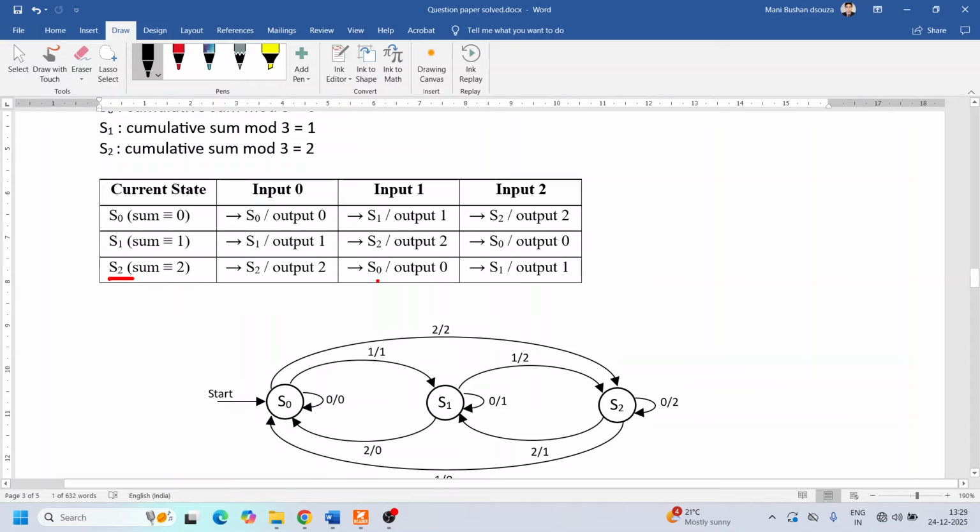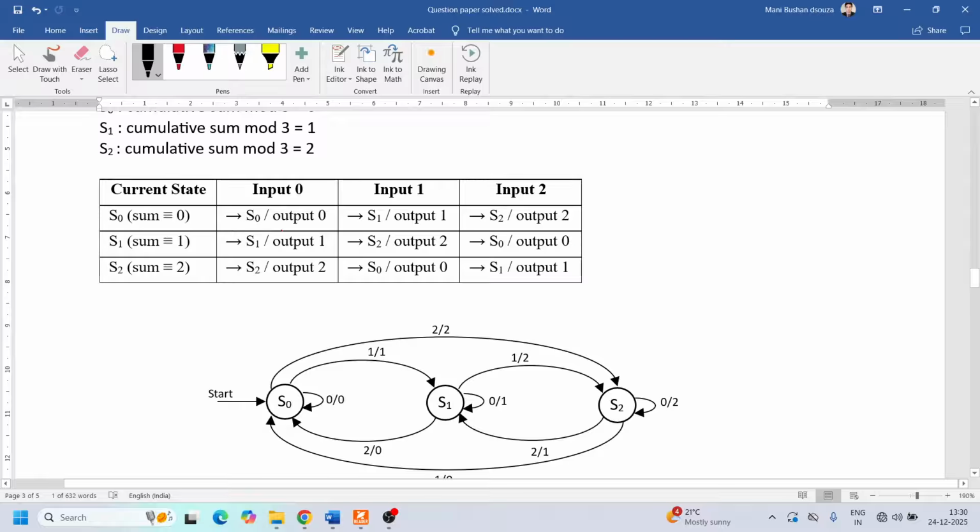If you give 0 to this S2, what is the meaning of this? The previous sum is 2. 2 plus 0 divided by 3. So 2 divided by 3, 3 goes 0 times, 2 is the remainder. So that means you are in the S2 state itself. If you are in the S2 state and you give 0 as the input, you will retain the same state, and that is what is mentioned over here.